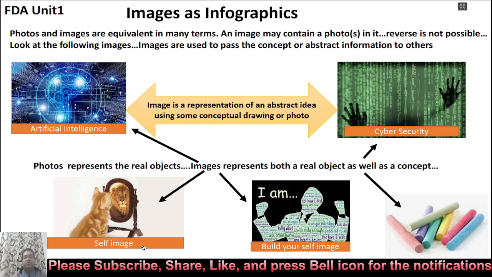Here, image means your self-esteem, which is not related to the images that we are discussing here, but images represent both the real and the concept. So imagination plus the photo is what we call an image, and generally a photo is part of the image. That is why, when it comes to image processing, we are talking about real photo processing as well as this type of computer graphics processing. So an image represents an abstract idea using some conceptual drawing or photos. This is what we know about images.